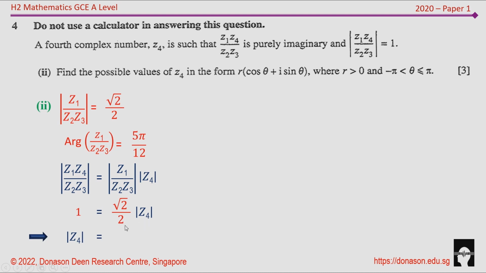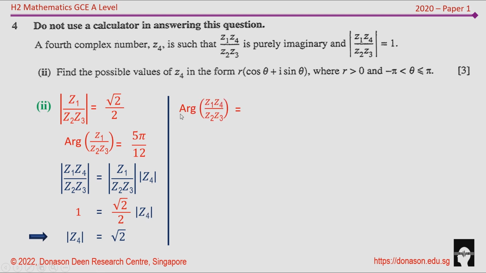So all we need to do now is to rearrange by cross multiplying the root 2 over 2 to the other side. So 1 divided by root 2 over 2 is going to simply become root 2. Of course you can simplify and find it yourself. So the magnitude of z4 is therefore equal to square root of 2.